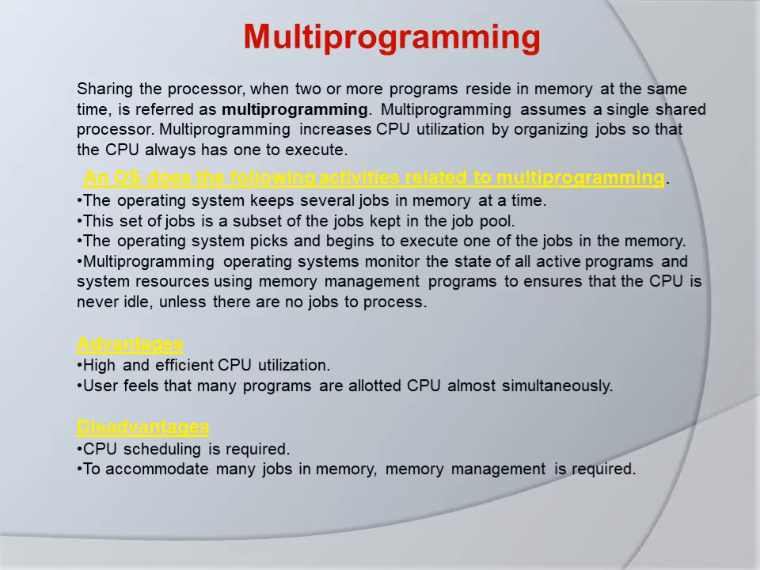An operating system does the following activities related to multiprogramming. First, the operating system keeps several jobs in memory at a time. As there are a number of jobs we are going to perform, there are a number of jobs in memory, but only one job is performed by the CPU. This set of jobs is a subset of the jobs kept in the job pool. The operating system picks and begins to execute one of the jobs in memory. So whatever jobs are present in the job pool, one by one a job is taken by the CPU and is going to execute.